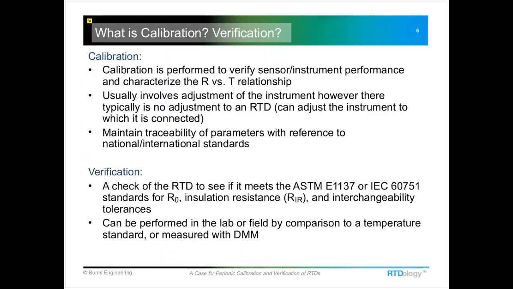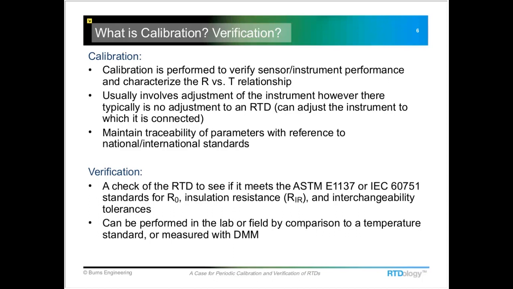So there are a couple of different ways that we can look at testing an RTD for accuracy. One would be calibration, the other is verification. Calibration is going to include several temperature points so that we actually characterize the resistance output of the RTD over a given temperature range. There's not really any adjustment that we can do to the RTD. This is just checking it at various temperatures.